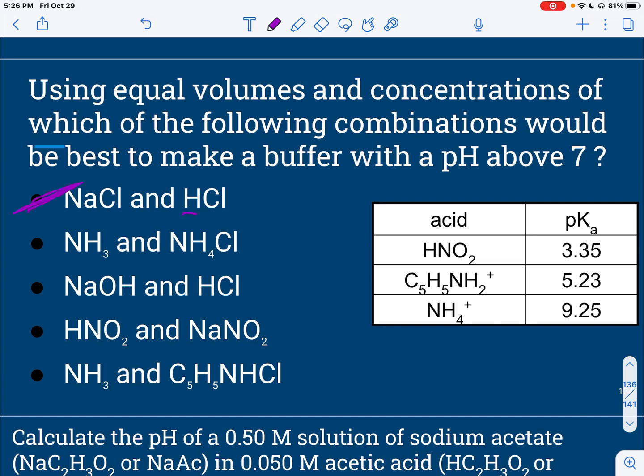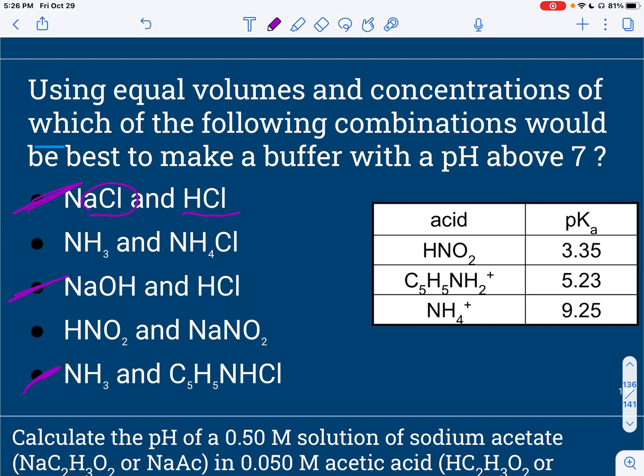Okay, so this isn't a buffer at all, right? Because it's a strong acid and its spectator ion. This could be a buffer. This can't be a buffer because it's strong and strong. This could be a buffer because it's a weak acid and its conjugate. This could not be a buffer because it's a weak base and a weak acid, but they're not conjugates of each other. So it has to be one of these two.